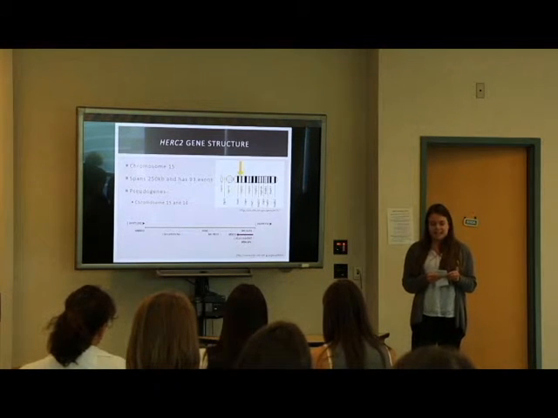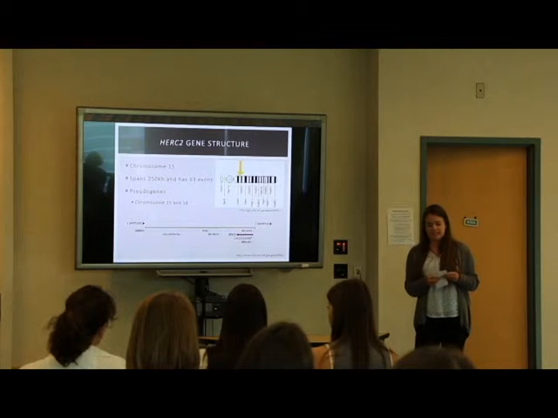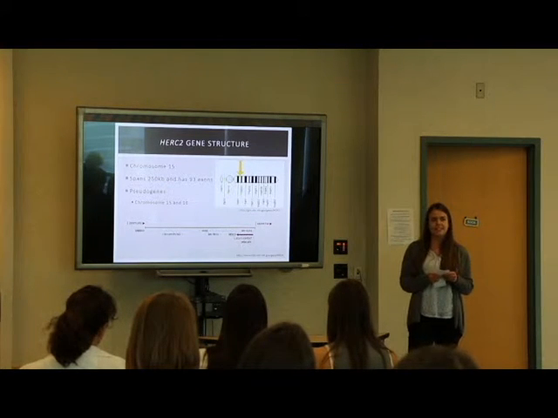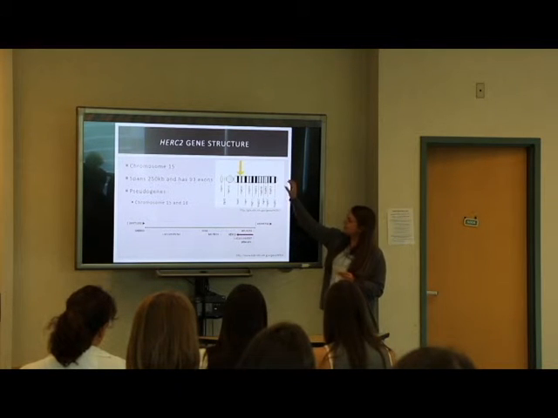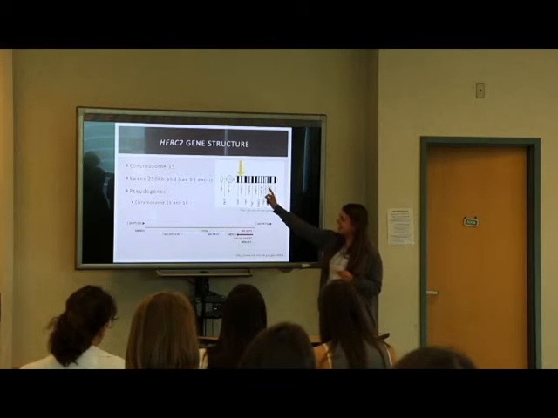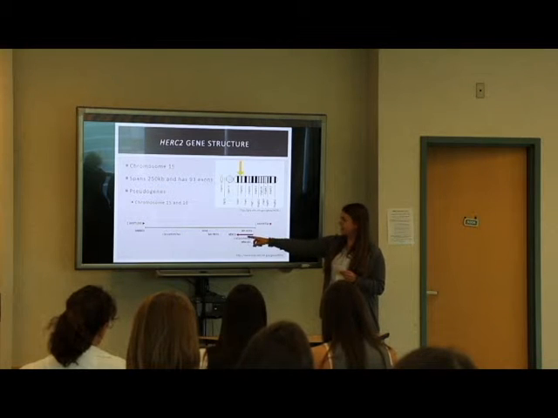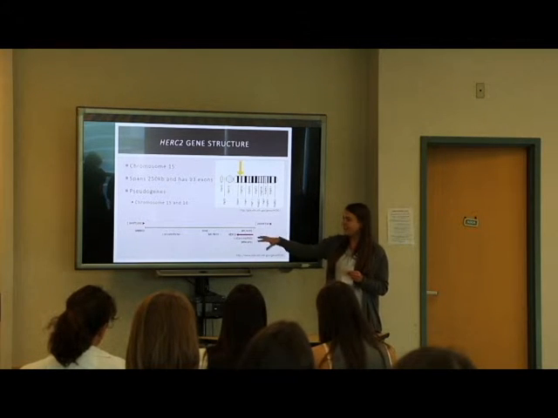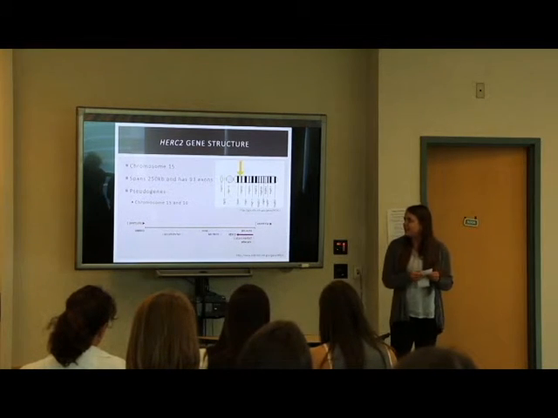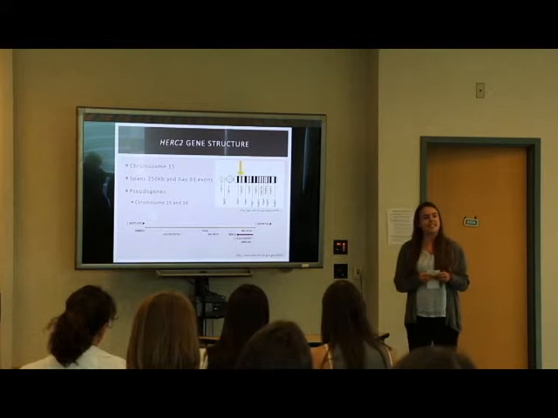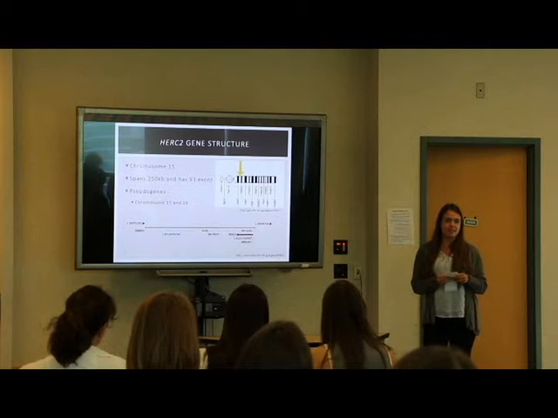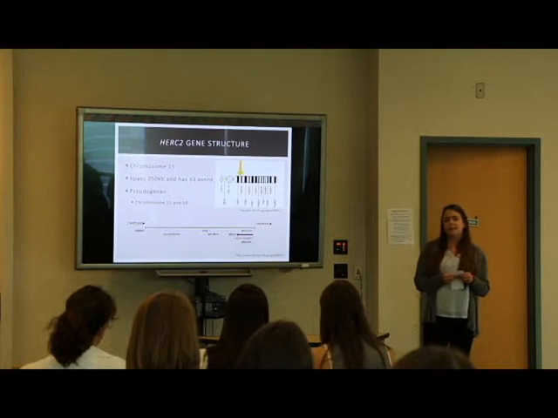So this is the gene structure of HERC2. It's located on chromosome 15 at position 13. This is a bigger picture of the whole chromosome, so it's located where the arrow is, and this is a zoomed out picture showing it right there and all the other stuff around it. It is a fairly large gene as it spans 250 kilobases and has 93 exons, which is pretty big for a gene, one of the biggest ones.